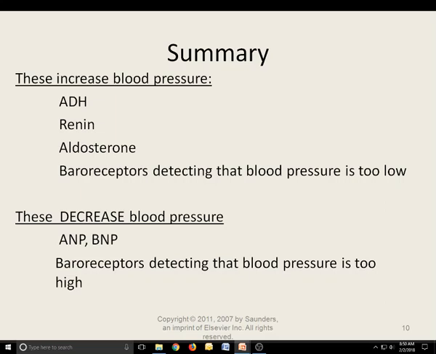So these mechanisms, hormonal and nervous mechanisms, work together to control blood pressure. So there's going to be a quiz on this when you get to class, and of course everything in here is fair game for the test.